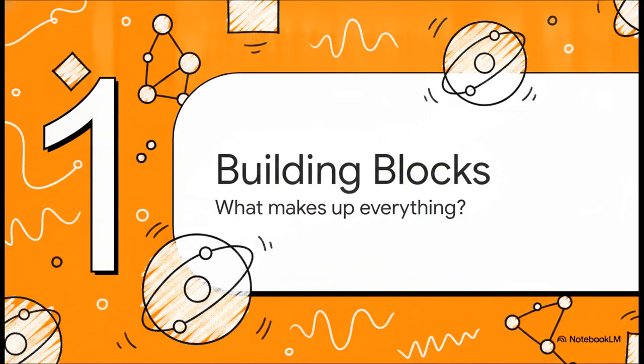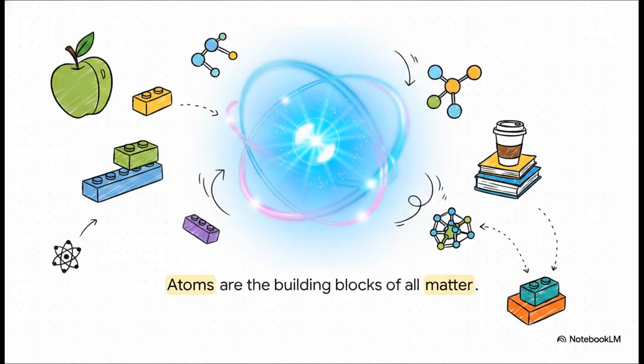Section 1. The ultimate building blocks. What is everything made of? So, going back to our apple thought experiment, the answer is yes, you absolutely hit a wall. If you keep dividing matter, you eventually arrive at a fundamental base unit, and we call these units atoms. Atoms are the literal building blocks of all matter.